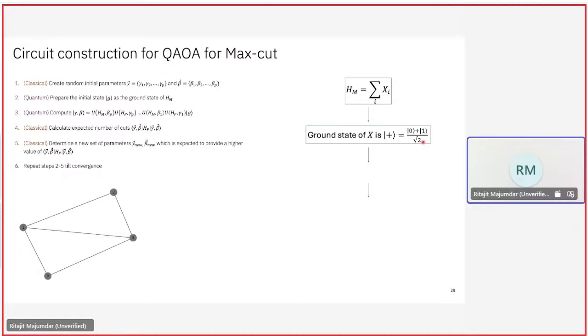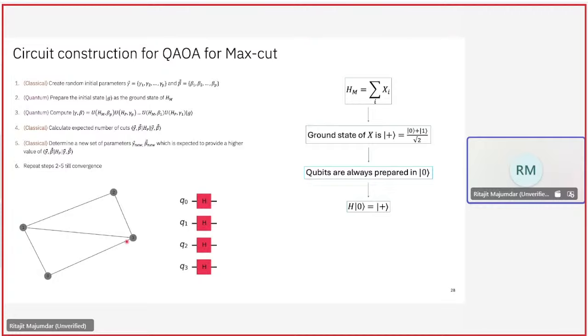So you want to prepare every vertex in this particular state. On a quantum computer, we always start with the state 0, and we can go from 0 to plus using the Hadamard gate. So it is as simple as that: you start with this particular graph, I have a vertex associated with each of these, and I apply a Hadamard gate on all of them. You cannot have anything simpler than this, right? We wanted to make sure that finding the ground state of HM is easy. We here have a depth 1 circuit. You cannot have anything simpler than that. Just apply a single gate on each qubit.